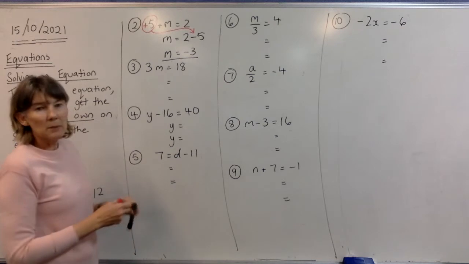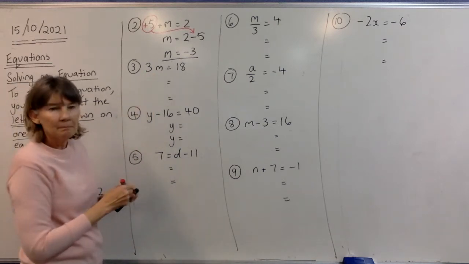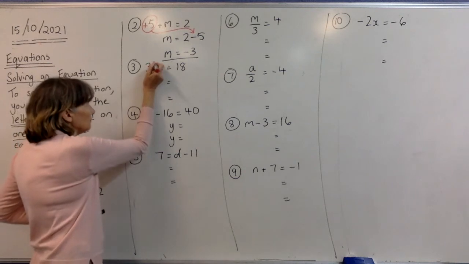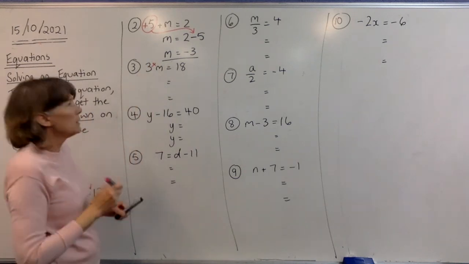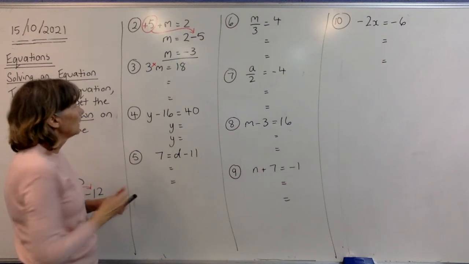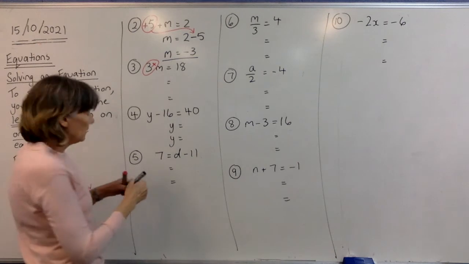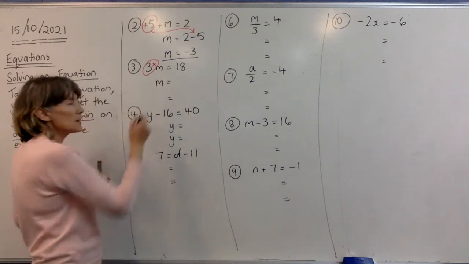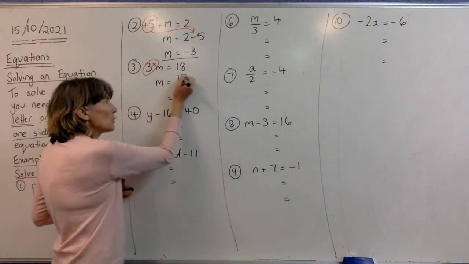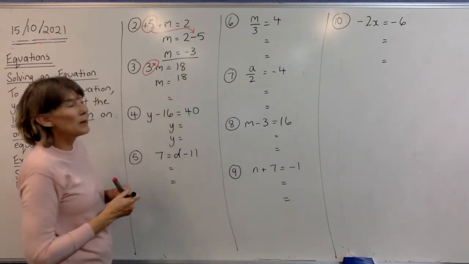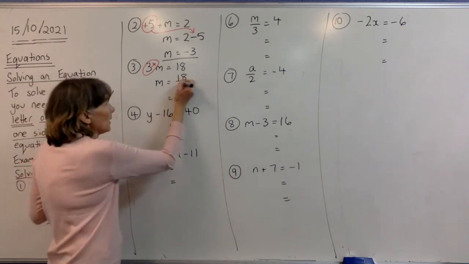All right, this next one's a bit tricky as well. So between the 3 and the M, it's a times sign. Okay, so just write that red times sign in so you understand that. So we're going to get rid of the times 3 so that the M can be by itself. So we're going to come over here and write down our 18 because that's already there. And then we're going to do the opposite of times 3, which is divided by 3.